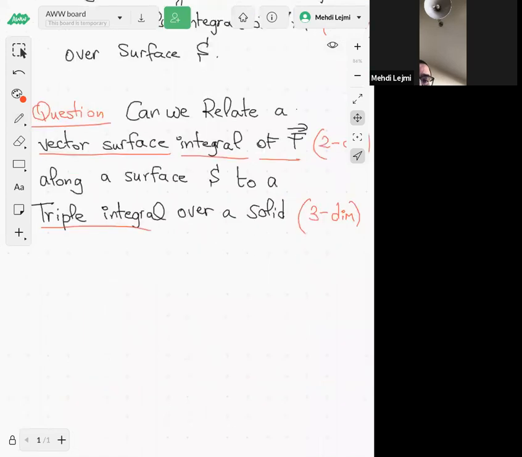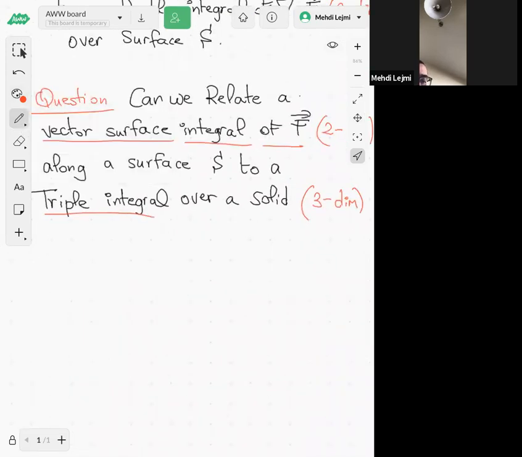So the answer is yes. In the future, if someone asks you what Gauss theorem is, Gauss theorem gives you a relation between two-dimensional and three-dimensional integrals. It's like Stokes theorem, which is a relation between one-dimensional and two-dimensional integrals. Anyway, so what does this Gauss theorem say? Let me write down the statement of the Gauss theorem, and then I'm going to explain the examples, of course.